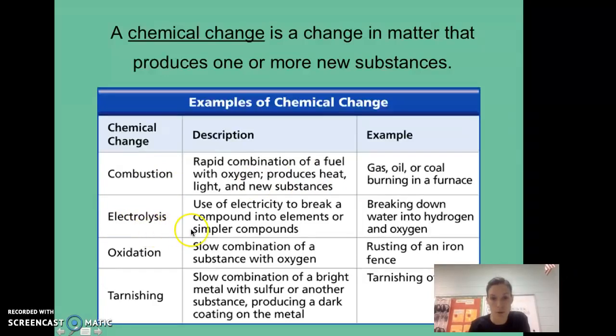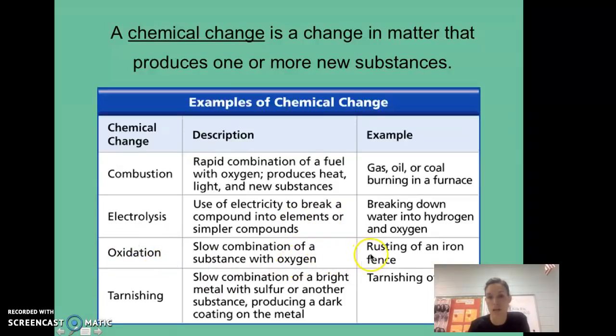Electrolysis is really important, and that's using electricity, so same root word here, and it breaks a compound into elements or simpler compounds. So for instance, water is broken into hydrogen and oxygen, so we can break down that compound into hydrogen and oxygen. Oxidation we've already talked about.